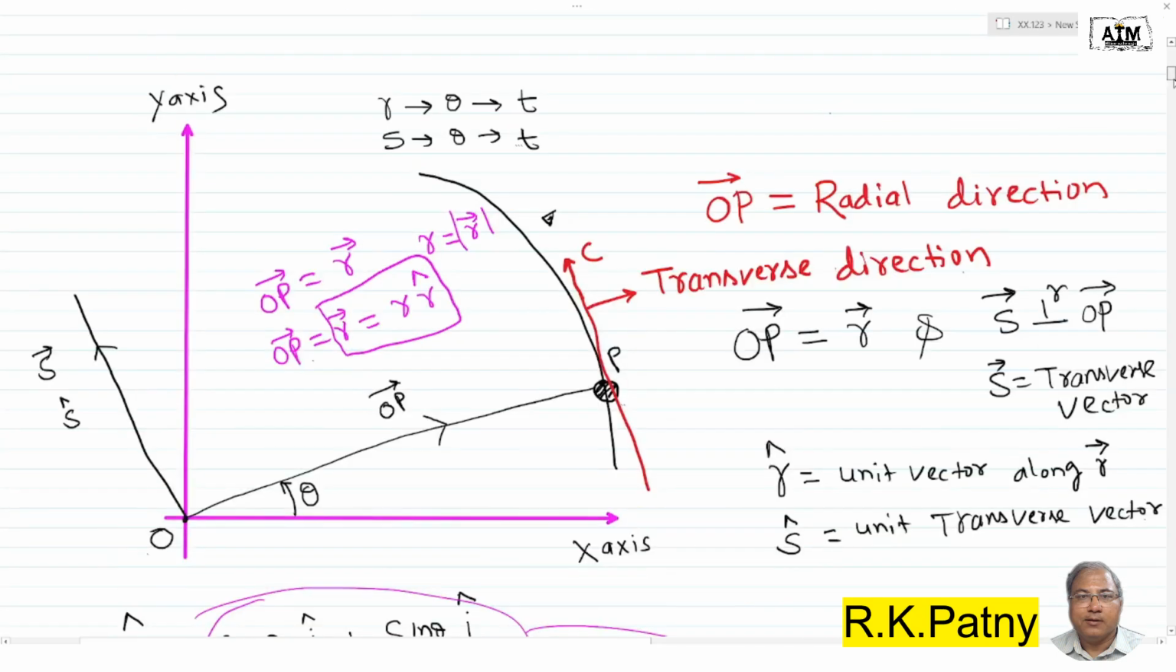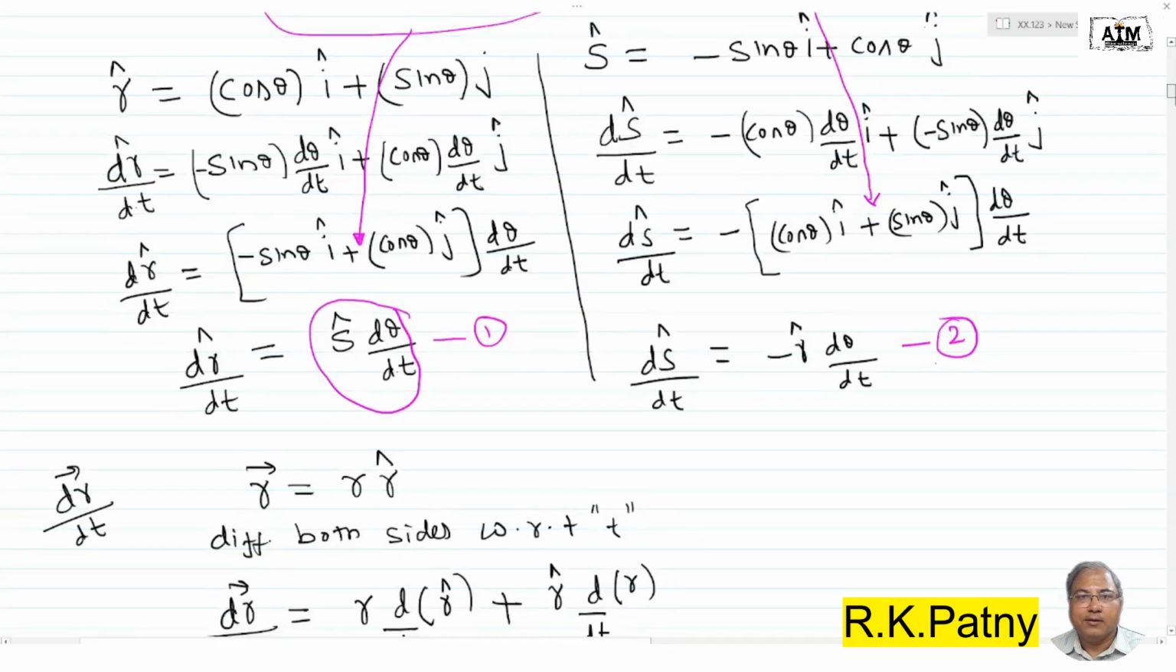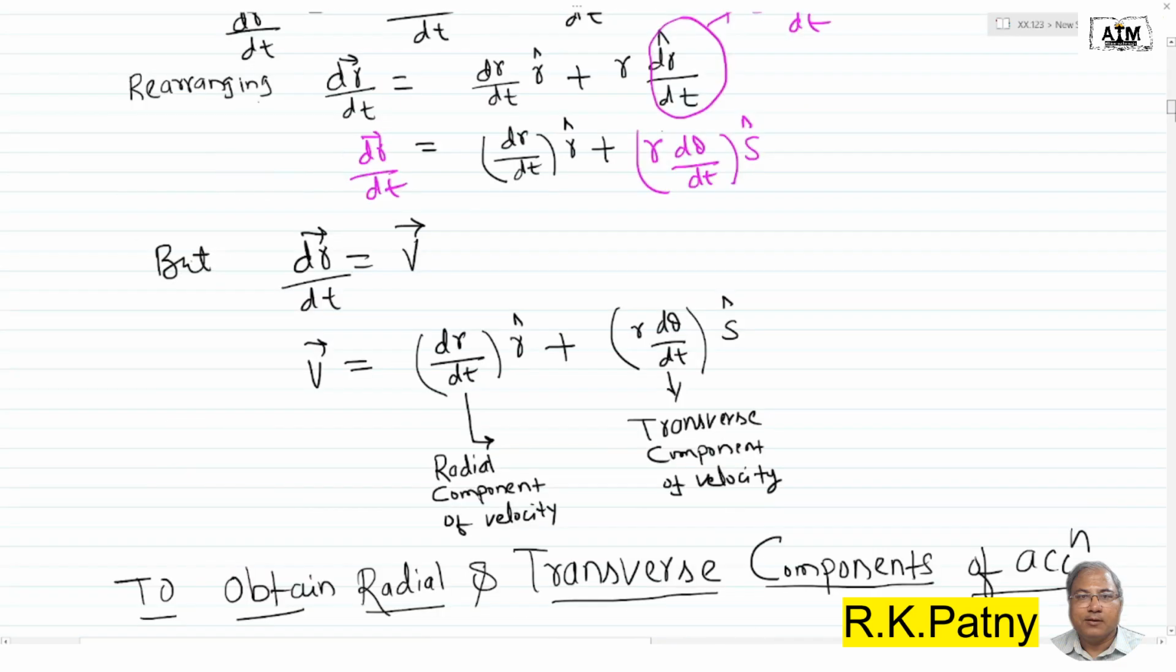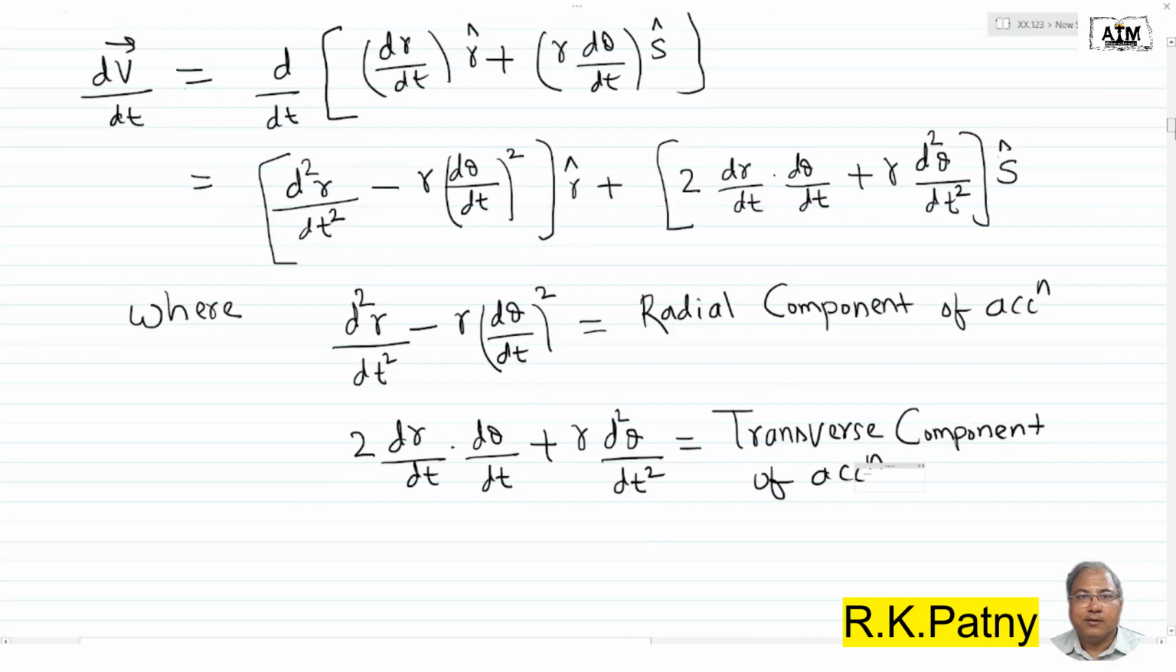I am going to talk about what the radial and transverse components of velocity and acceleration are. I am going to derive expressions for dr by dt and ds by dt, an expression for velocity in terms of radial and transverse components, and an expression for acceleration in terms of radial and transverse components. So this is what I am going to do. In this video, we are going to learn the basic calculations for obtaining both the radial and transverse components of velocity and acceleration.